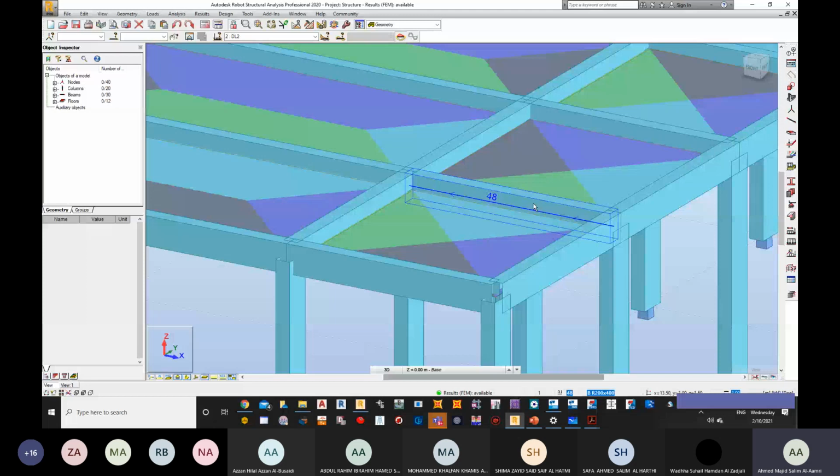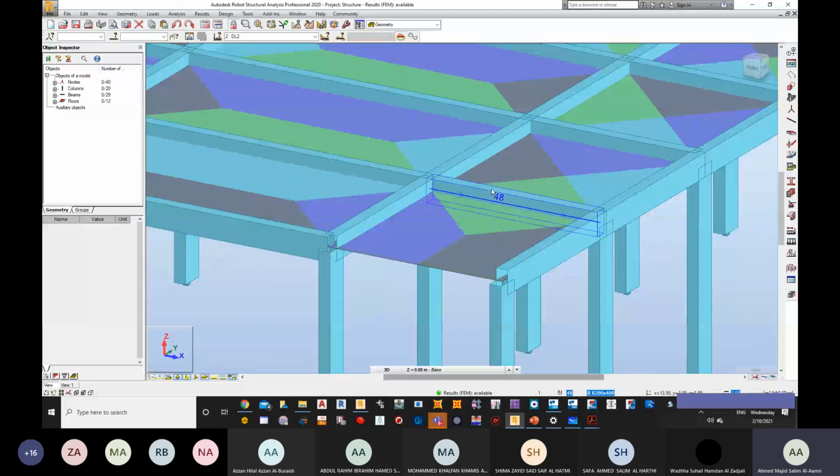Now, let's say I'm going to delete this one. I'm going to delete this column as well. Okay. You will see that we are going to have 2 areas. Half of the slab will be covered by this beam, half of the slab will be taken by the other beam as well.